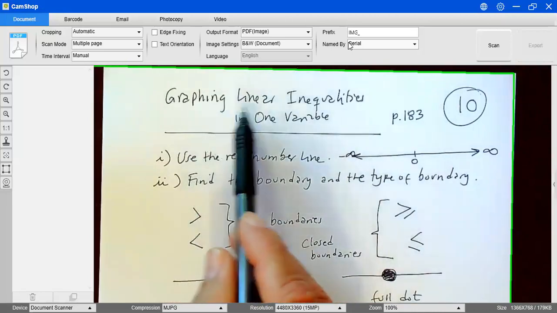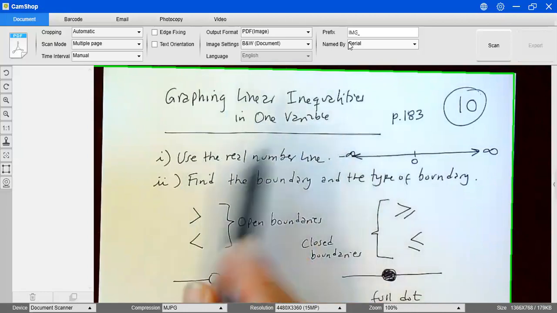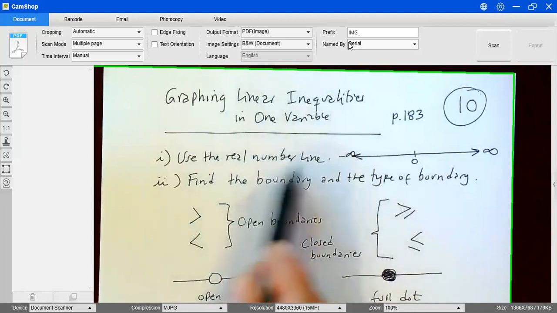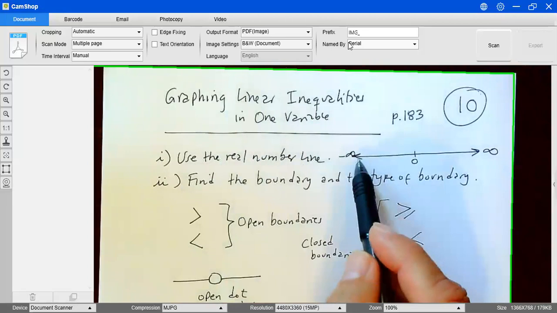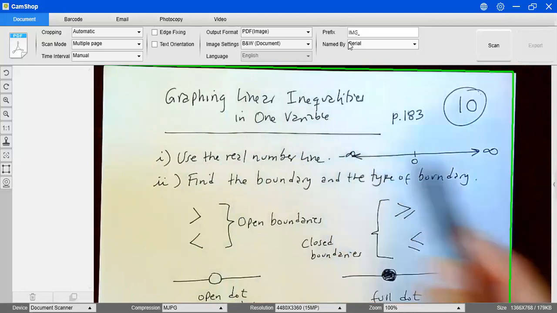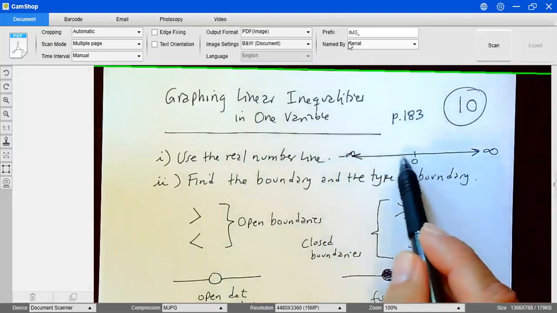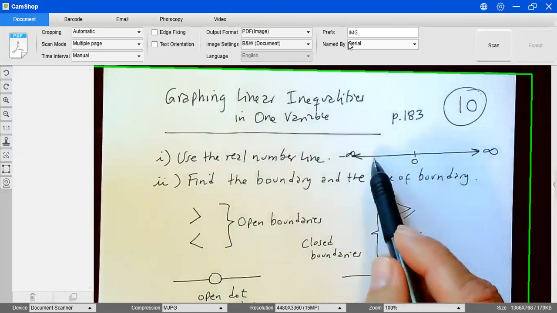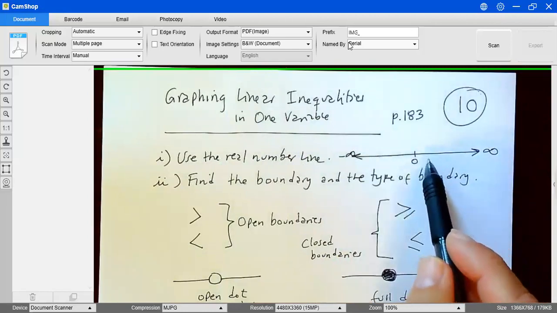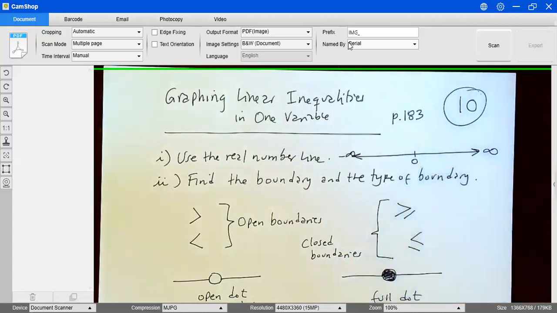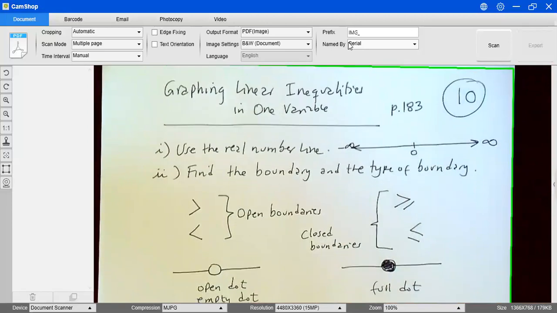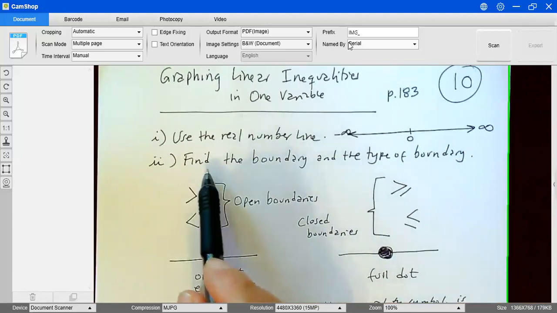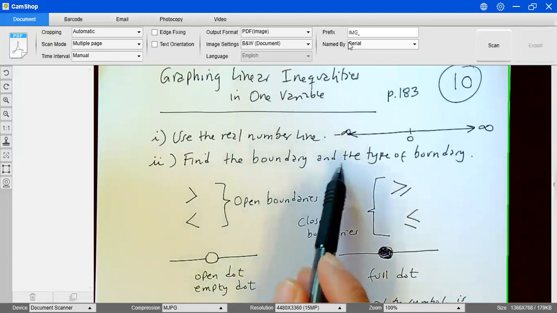So we're going to graph linear inequalities in one variable by using the real number line. Remember, the real number line goes from negative infinity to positive infinity, and that's the line that we're going to use to graph our solutions for linear inequalities. So what are the things that we need to take care of? We need to find the boundary and the type of boundary.